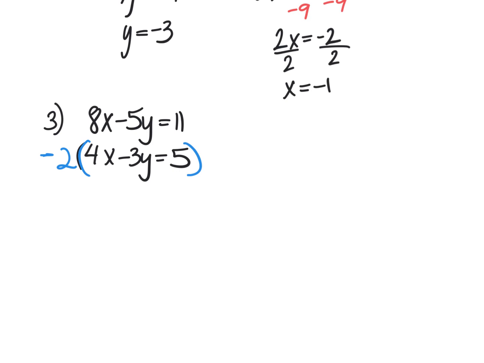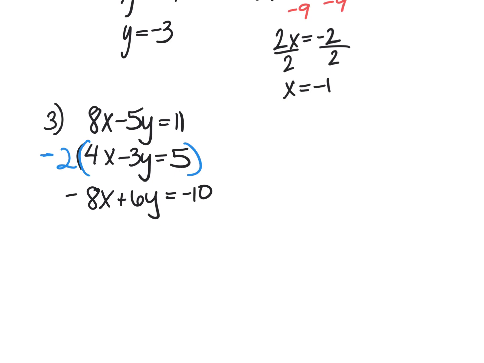Now, if I didn't see that right off the bat, could I use y? What's a multiple of 5 and 3? 15. So I can multiply both equations to try to get the y to have a 15. But it's easier if I just have to multiply one, right? Less steps, less room for mistakes, right? So we get negative 8x plus 6y equals negative 10.